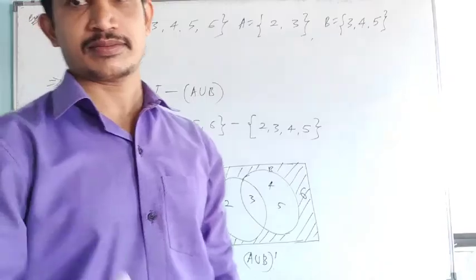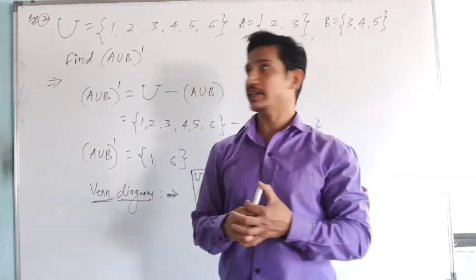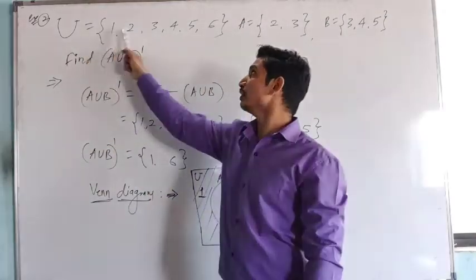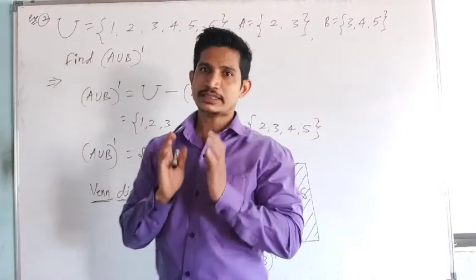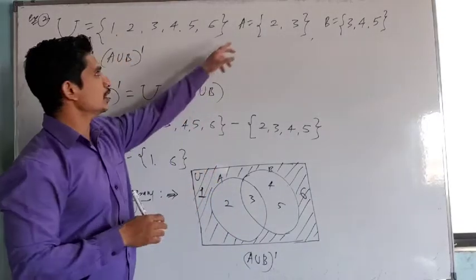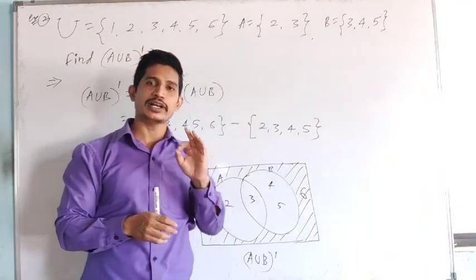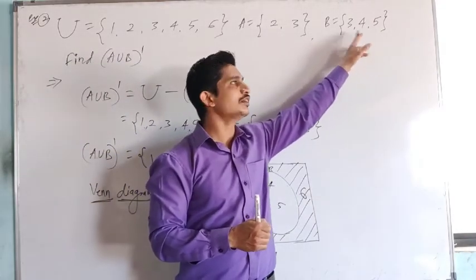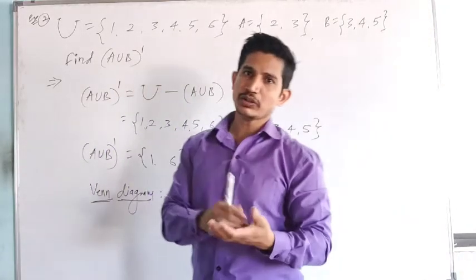Now see one more example of the complement of a set. What is given? The universal set is given as 1, 2, 3, 4, 5, 6. So in the universal set there are 6 elements. This is a basic set. Now set A is given: 2 and 3 are the elements. Set B is 3, 4, 5. And what is the question here?